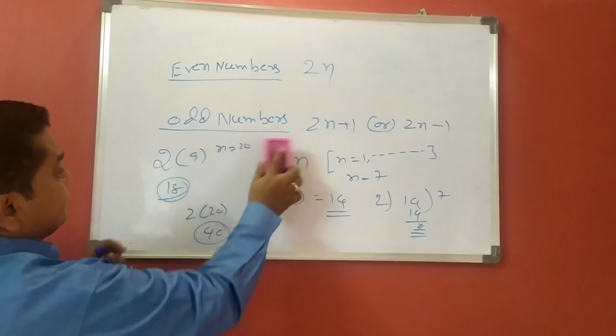Next we can go to 107. We reverse it, 701. It is also a prime number. And the next one is 113. We have to reverse it.